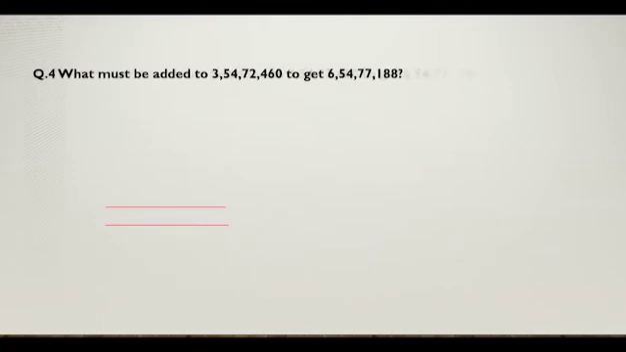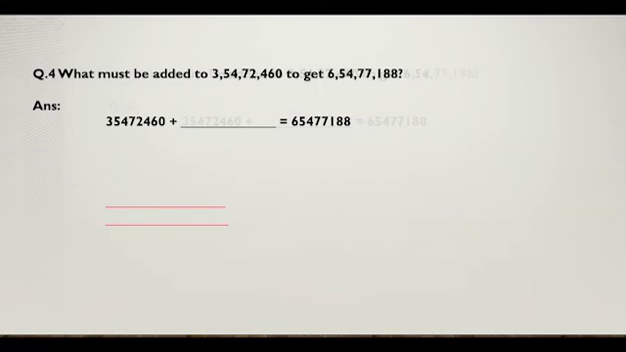Now let's move to the fourth question. What must be added to 3 crore 54 lakh 72,460 to get 6 crore 54 lakh 77,188? Here the total of 2 numbers is given and 1 number is given. We have to find the other number. So what will we do? We will subtract the given number from the answer.